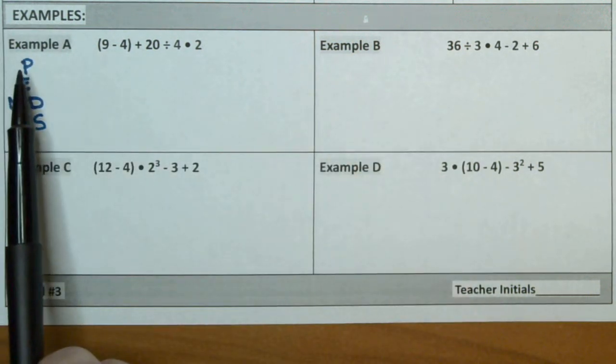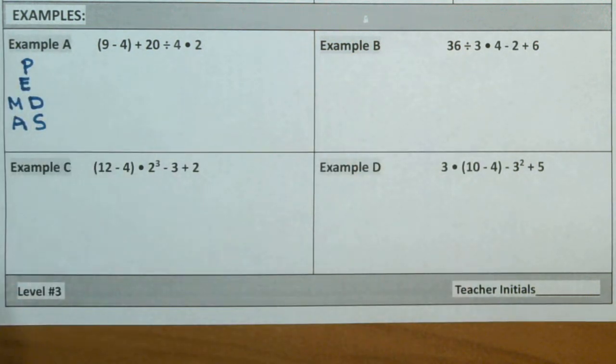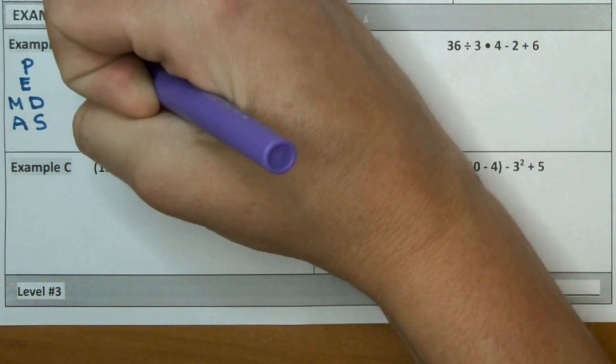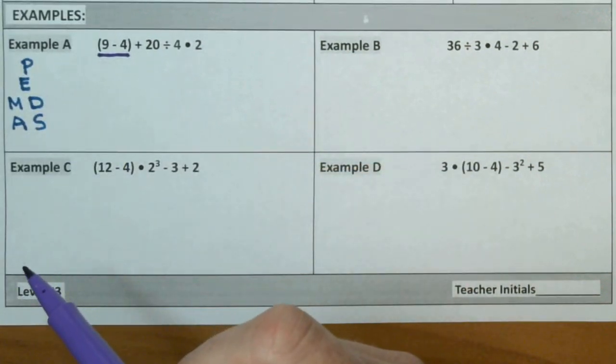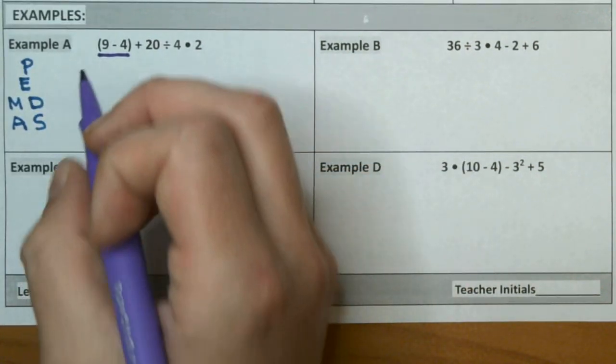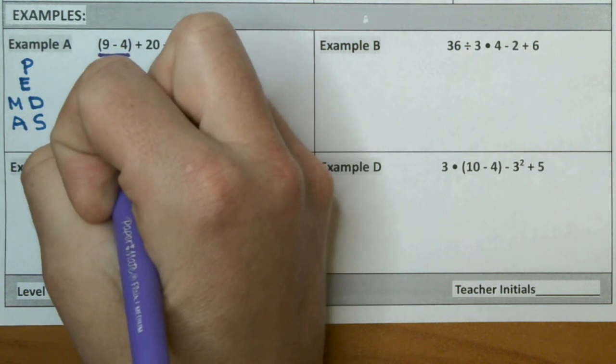The first thing I'm looking for is parentheses. And I do see parentheses. So I'm going to underline 9 minus 4. And right beneath what I underlined, I'm going to write the answer. 9 minus 4 is 5.